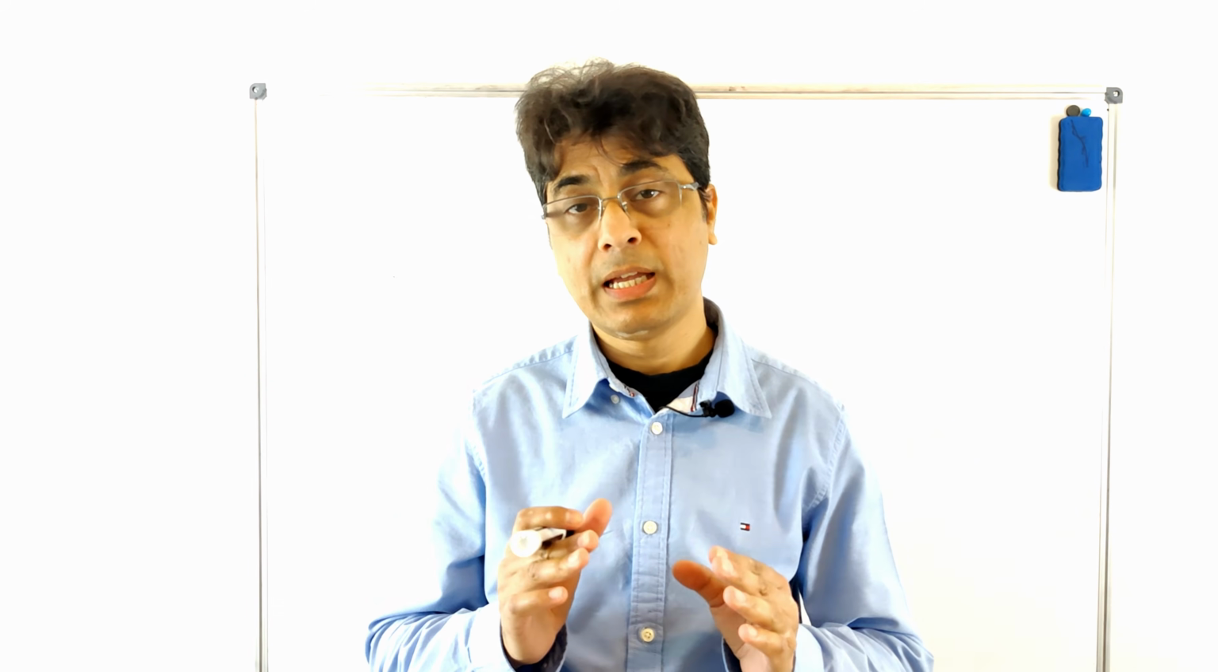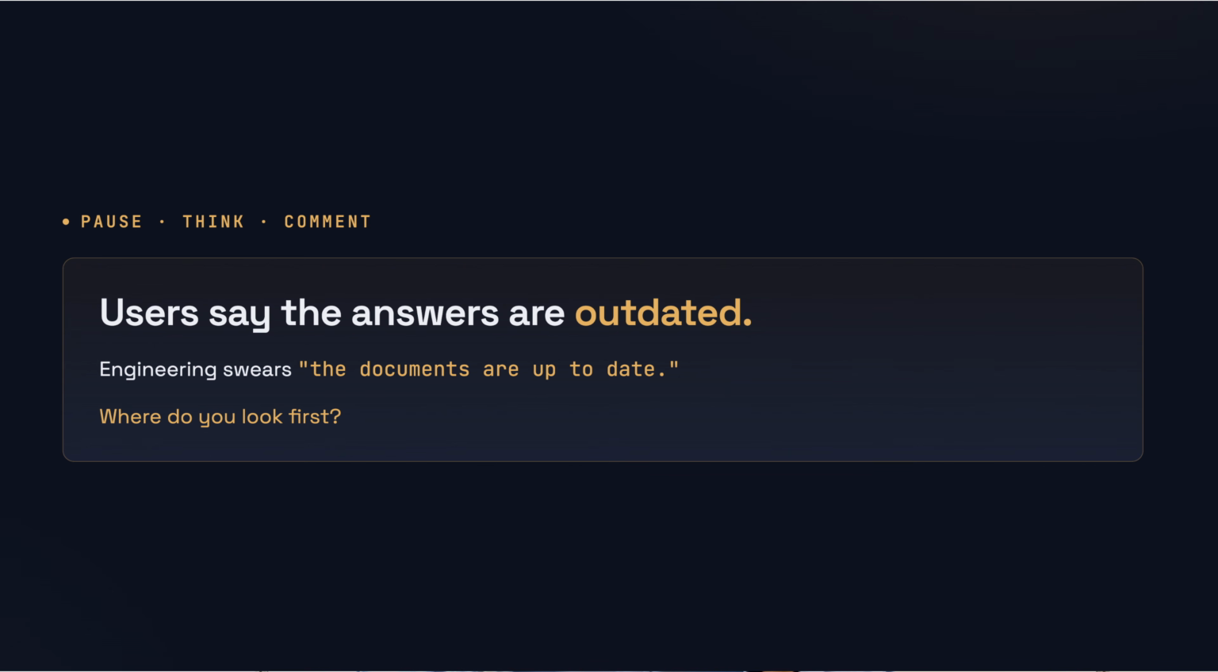Here is one more question. Your RAG system is live and working, but the users are complaining that it gives outdated answers. The engineering team says the documents are up to date. Where would you look first to diagnose the problem? Think about what we just covered and drop your answer below in the comments.